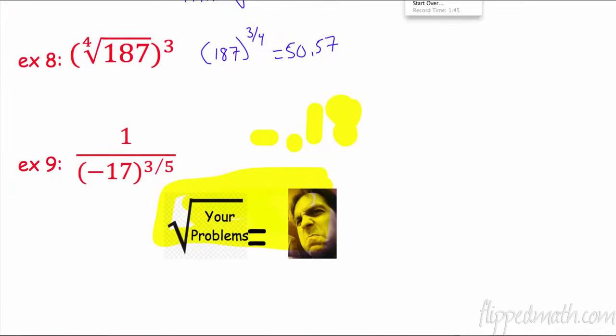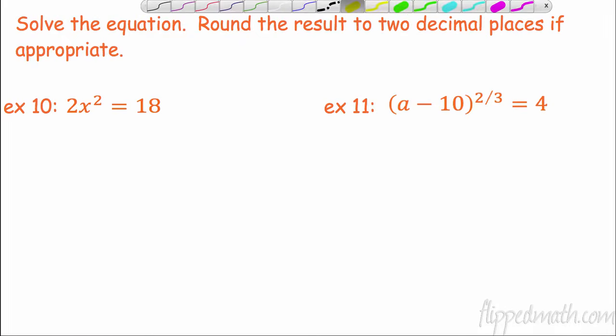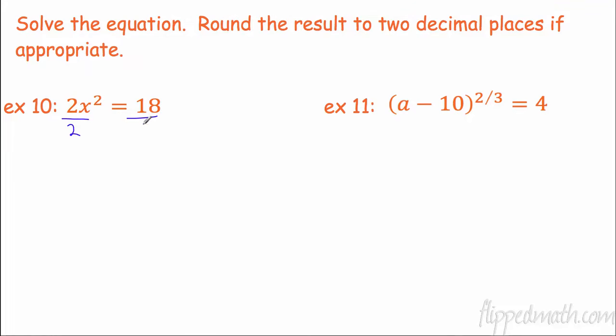All right, so now we're going to do some solving. Let's start with one we've done before, all right? 2x squared equals 18. I have exponents and multiply. I need to undo multiply first. Remember, or do GEMDAS backwards, SADMEP. So I have x squared equals 9.